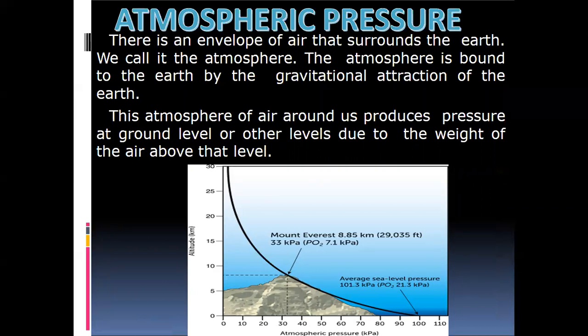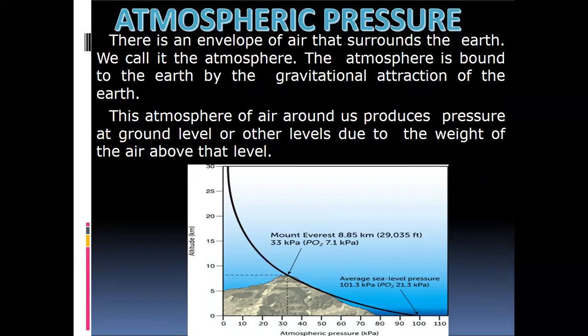Atmospheric pressure. There is an envelope of air that surrounds the earth. We call it the atmosphere, and wherever we go we see there is air around us. The atmosphere is bound to the earth by the gravitational attraction of the earth. So the reason we have an atmosphere on earth is because of gravitational force.